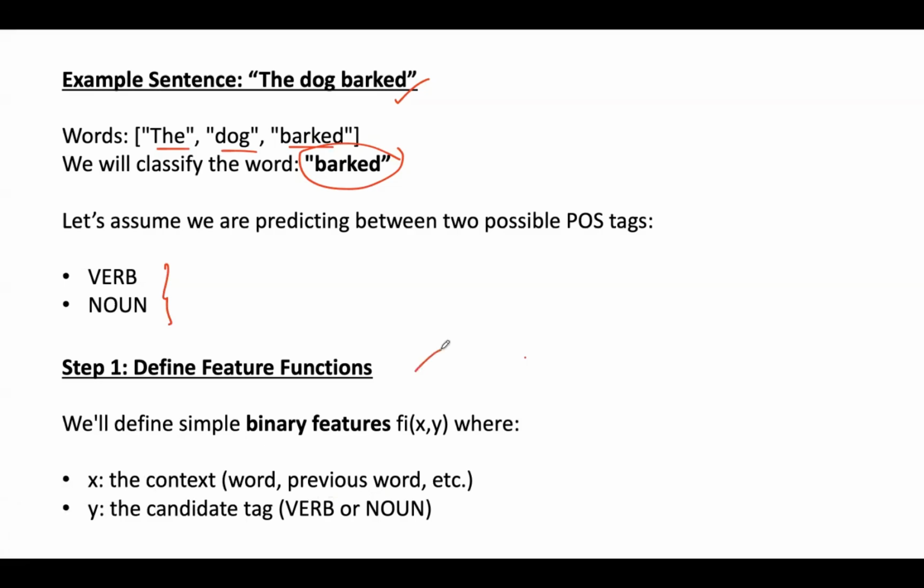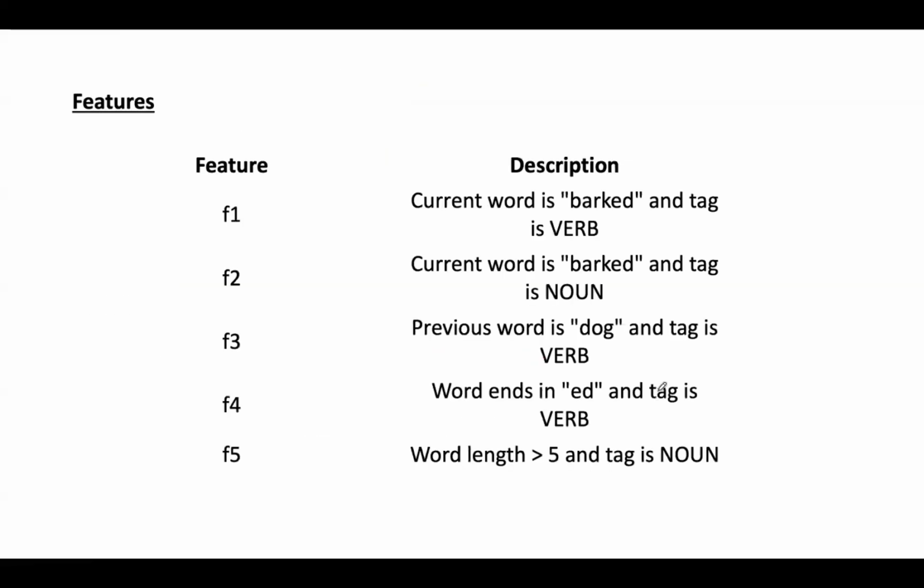Step 1 is define feature functions. Here X is the input. So input can be the word, the previous word, anything. So this is the context. And Y is the output, that means the tag which we are going to give for the input word. So these are various features. You can see the description also.